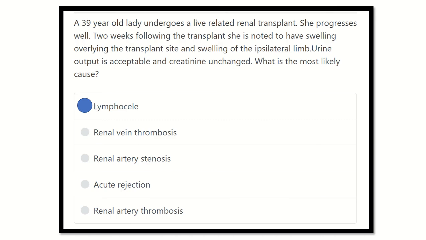So our final answer is lymphocele, because it came at 2 weeks. Usually 2 weeks later lymphocele develops, with swelling in the transplant site and at the same time in the limb. And urine output is acceptable. Urine output may sometimes be hampered by lymphocele, and creatinine may also be affected, but in early cases it is usually normal. So our final diagnosis is lymphocele.